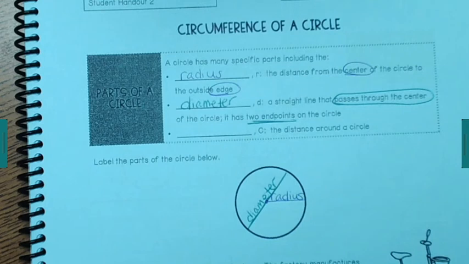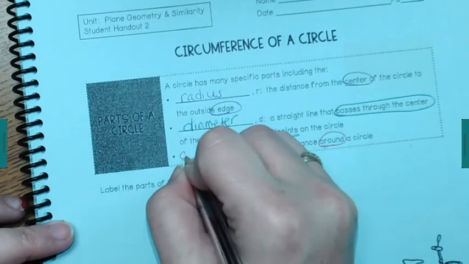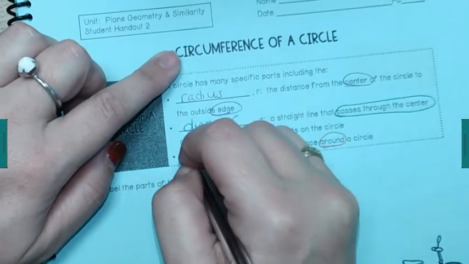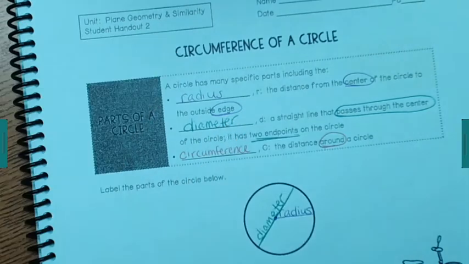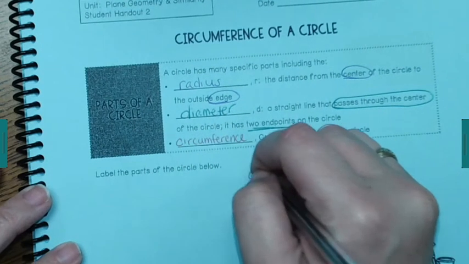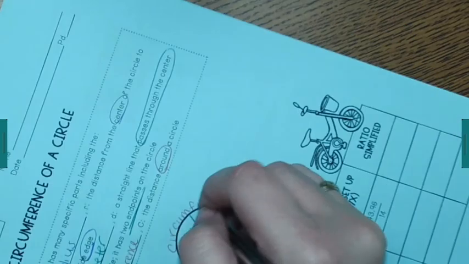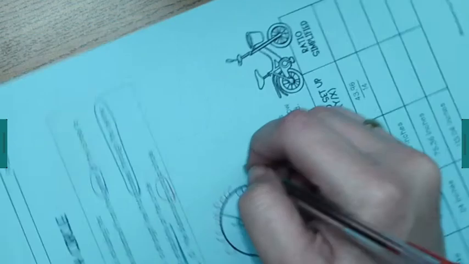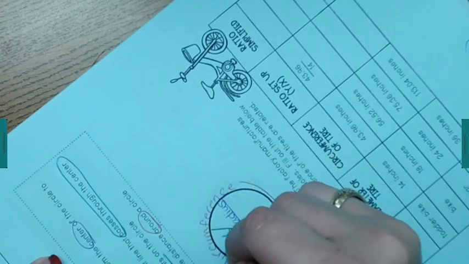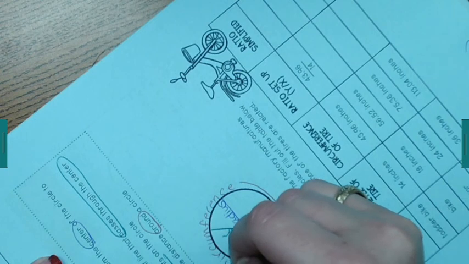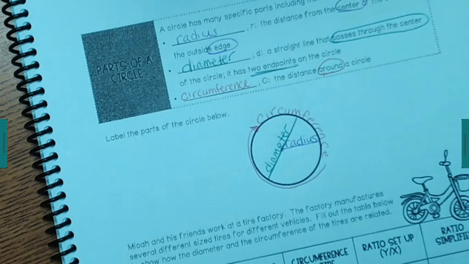And then finally, the distance around a circle is called circumference. If you want to know how to spell it, it's the title of this page right here. Circumference, and it's around. Circumference is the distance around the outside edge.